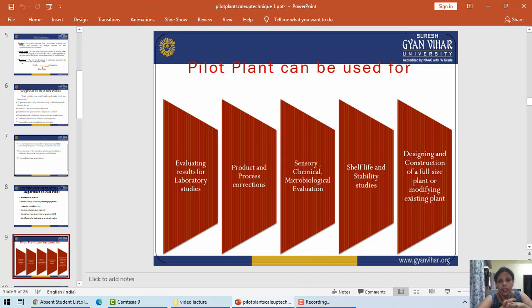Next is the pilot plant use. There are 5 things which we can use the pilot plant for. First is evaluating results from laboratory studies. You can evaluate the results by using the laboratory study. Second is product and process corrections. You can do product as well as process corrections by using the pilot plant.